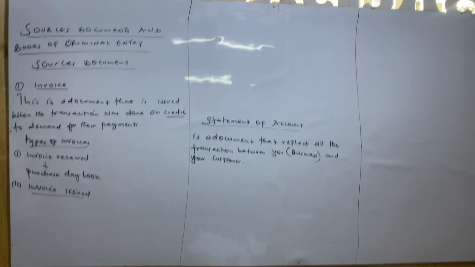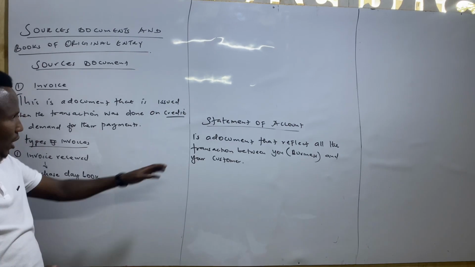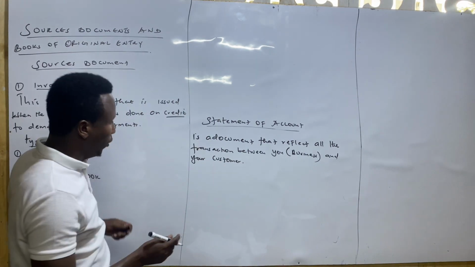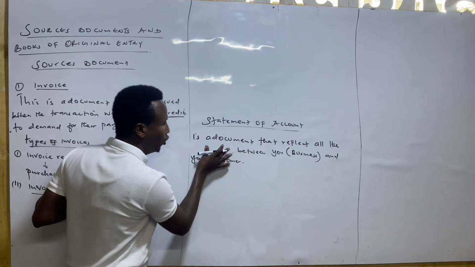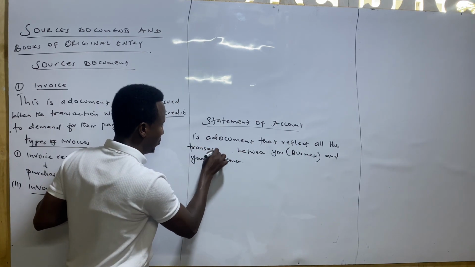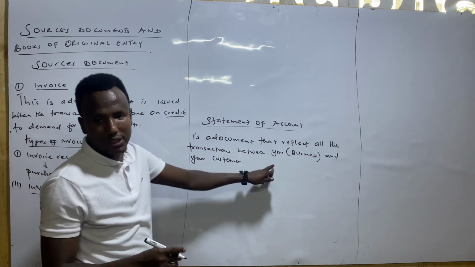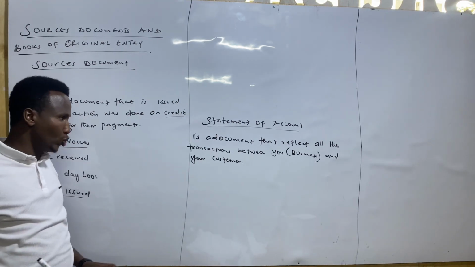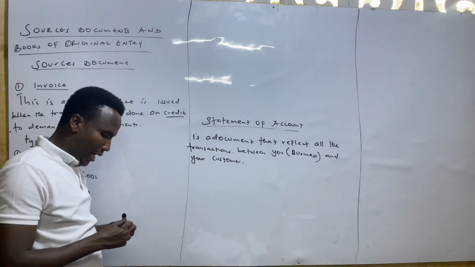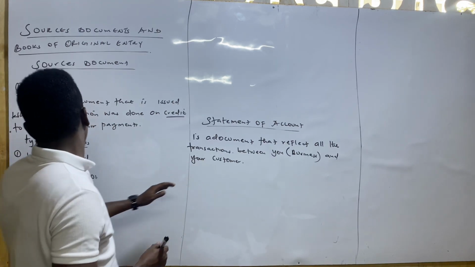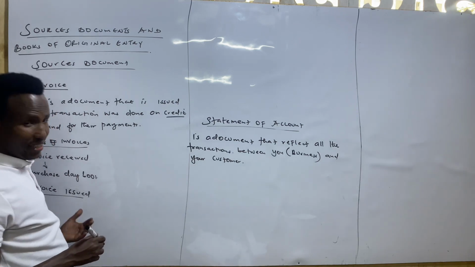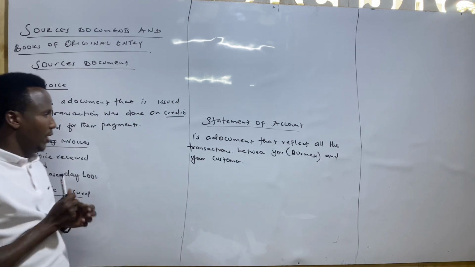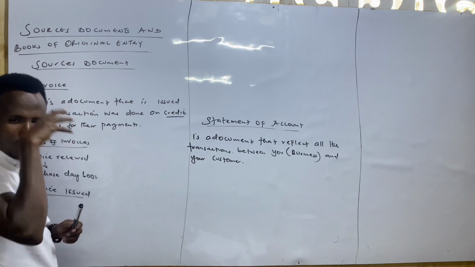So, statement of account is a document that reflects all the transactions between you and your customer. When I say you, it is the business for your information. Now look here, we will be discussing this in detail, inshallah, when we are dealing with books of original entry. But I will go briefly through this and give you the general hint.